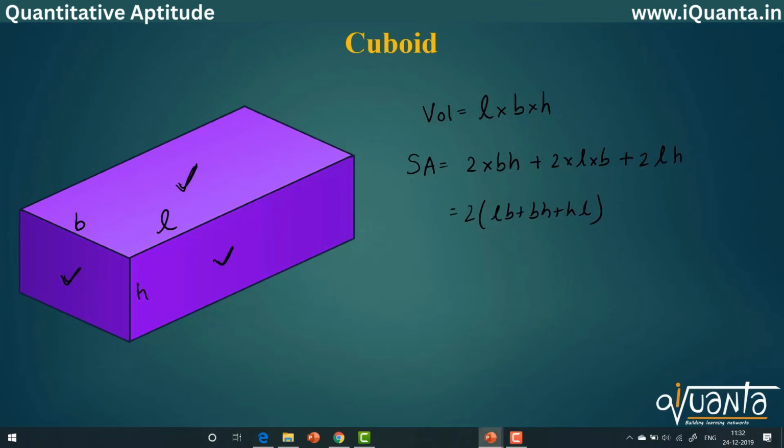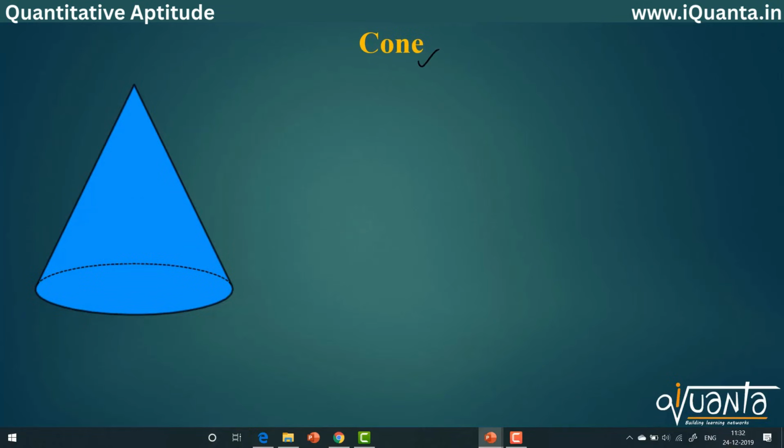Let's look into the next solid figure, which is a cone. So a cone has a top point and it has a base which is always considered to be circular. Since it is a circular base, it will also have a radius, and we have a cone, so a cone also has a height. Basically that height is from the top point of the cone to the center of this circular base. This is the height of a cone.